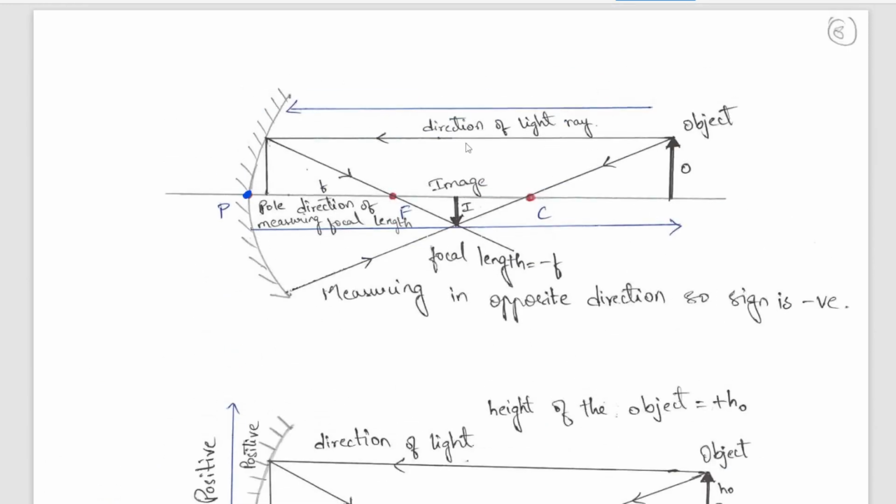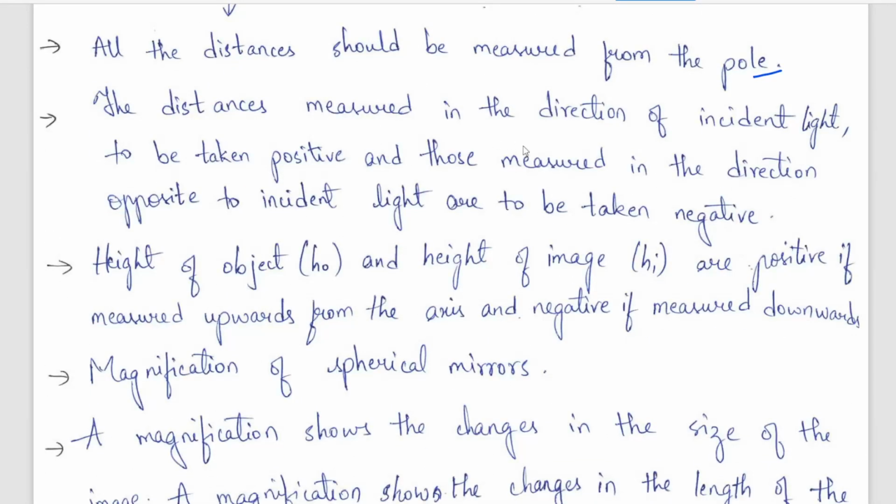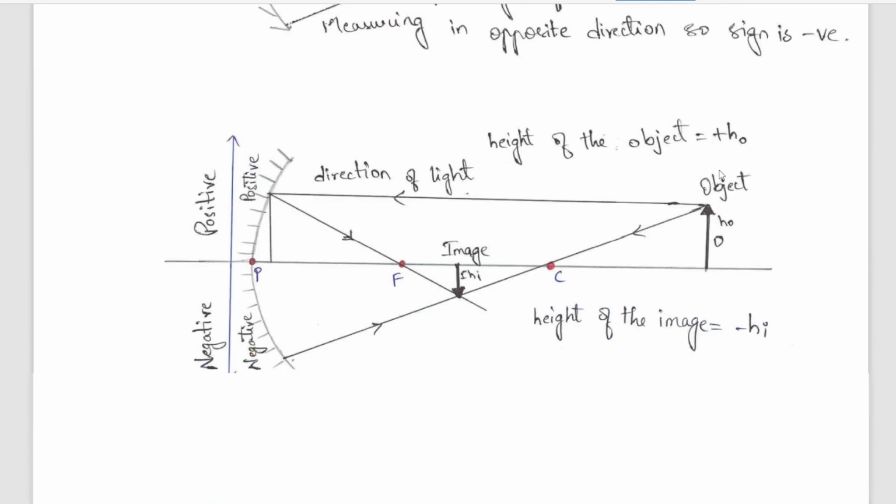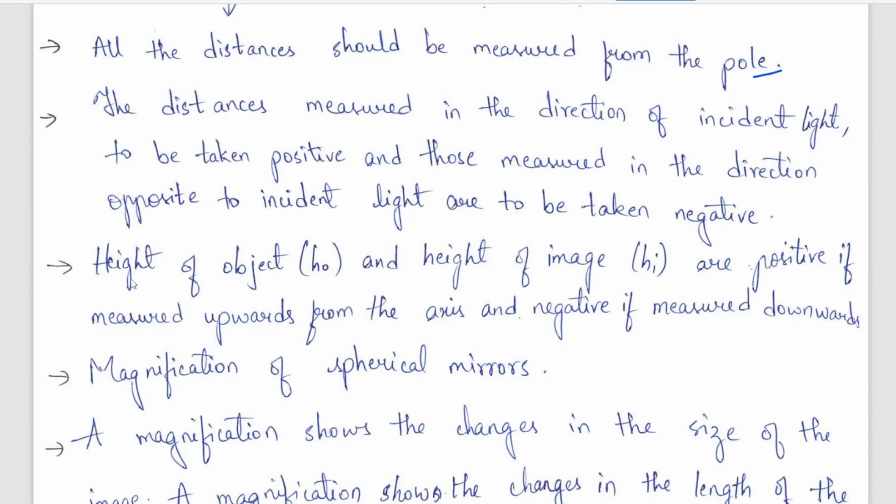So if this is the direction of the incident ray or light ray, the distances measured in the direction of the incident ray are taken to be positive. So in this direction, whatever distances we are calculating are positive, and whatever we are calculating in the opposite direction, that is in this direction, they are taken as negative.